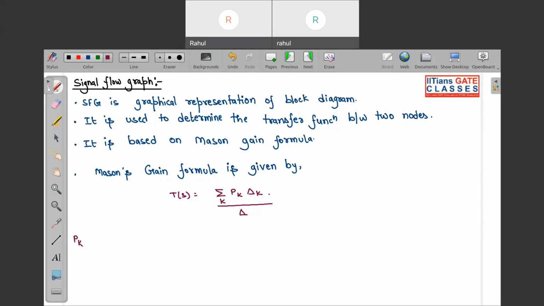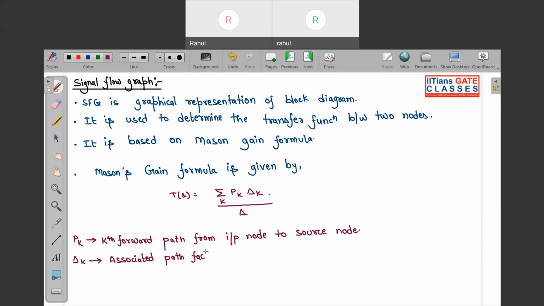Now what is this P_k? P_k is the kth forward path from input node to output node. Δ_k is your associated path factor of the kth forward path. So what is this associated path factor?